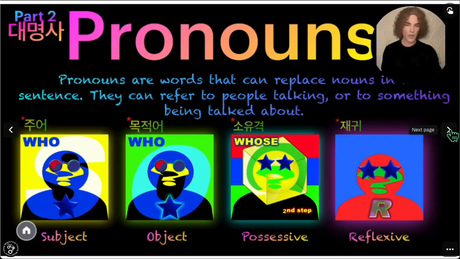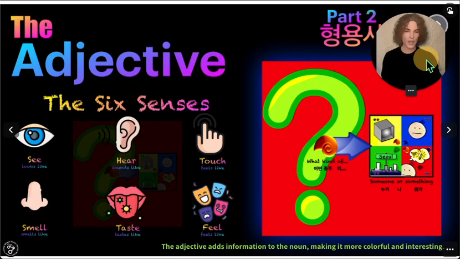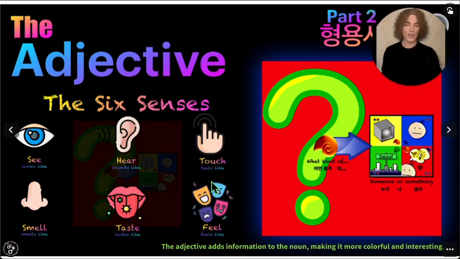These are all explained in part 2. Also in part 2, we have the adjective, and in the adjective we have the 5 senses: see, hear, taste, touch, feel. But I believe that that's actually 6, because feel is not only touching but feelings, as how you feel your emotions. Those are explained in part 2 as well.